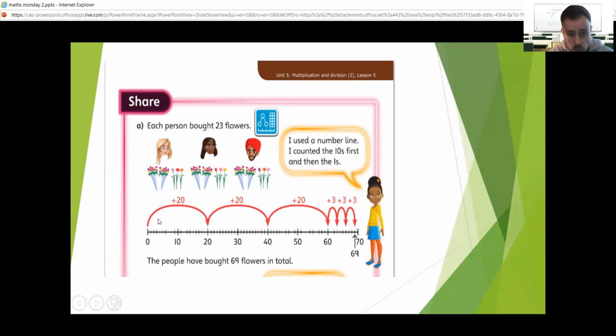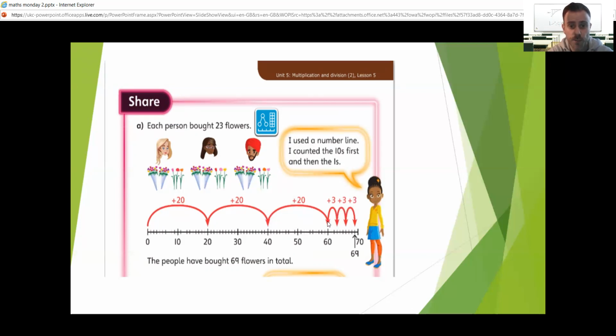All right. And if you're not sure what that is, 20, 40, 60. Now we're up to there. Then they've done the single flowers. She's got 3, 3, and 3. So they've done a jump of 3, another jump of 3, and then another jump of 3. So if you've got 60, and then you just have to count in threes.